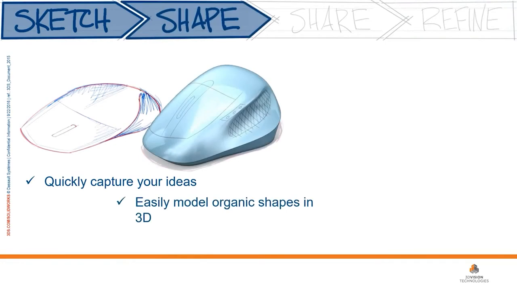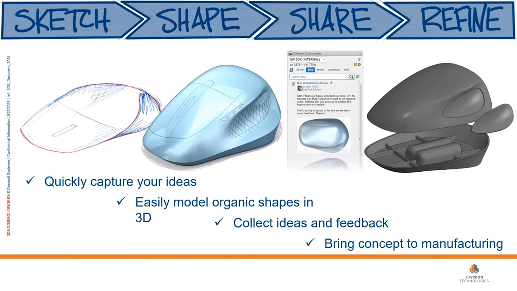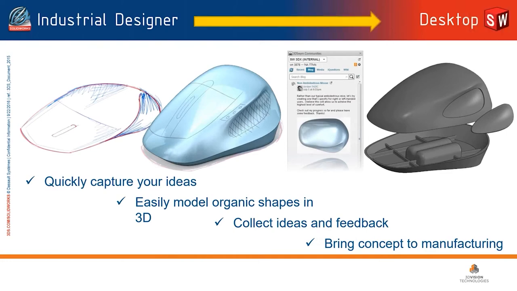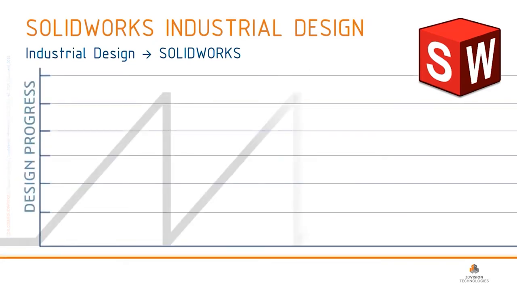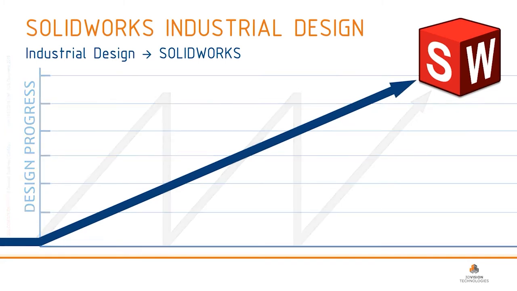So just to review, we've got our sketch tools inside of here, the shaping tools, the sub-D portion that we're really talking about in this seminar, the ability to share through the community, and then the ability to refine and bring that concept into manufacturing. Using these techniques and this idea, we think that going from Industrial Designer to SOLIDWORKS desktop software is going to save you time and avoid these drop-offs that we talked about with traditional industrial design tools.